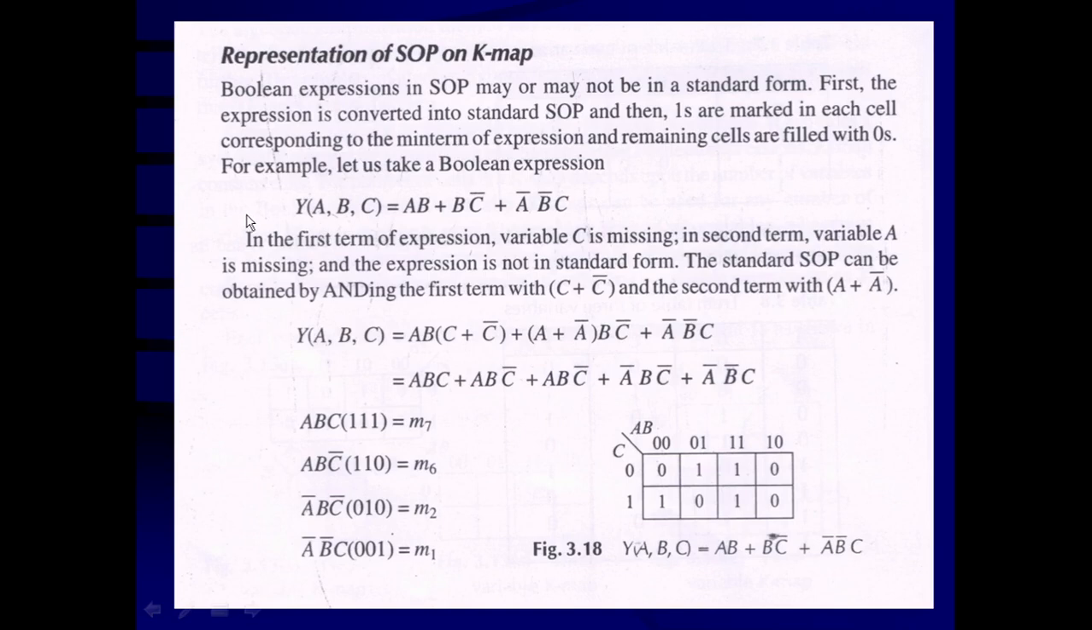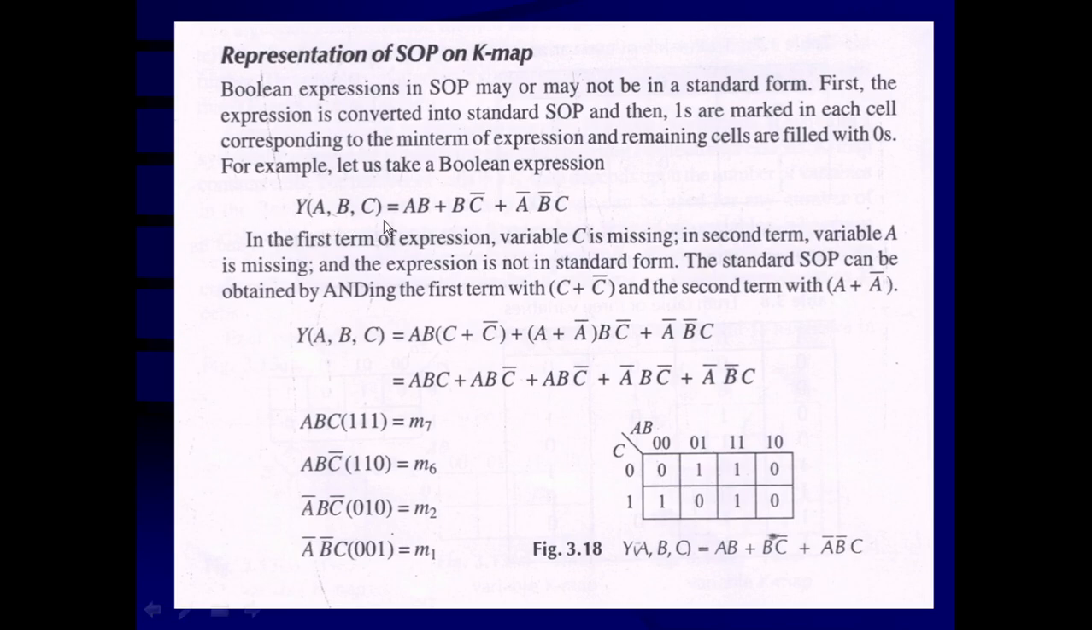So, if you are given a sum of product equation, that equation may or may not be in the standard sum of product form. So first you have to convert it into the standard sum of product equation. Then you can write it in terms of the min terms. And for each min term in a Karnaugh map, you can represent 1, and remaining space you can fill with zeros. We will start with an example like this.